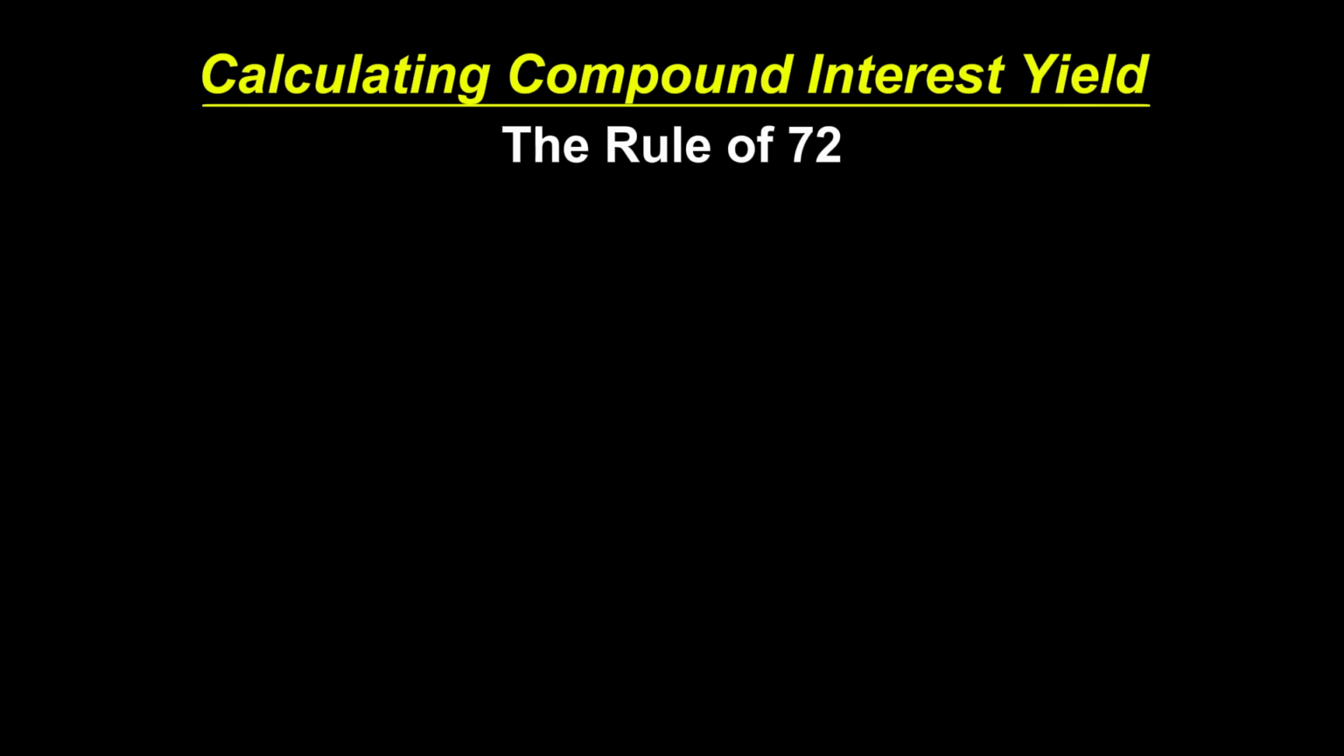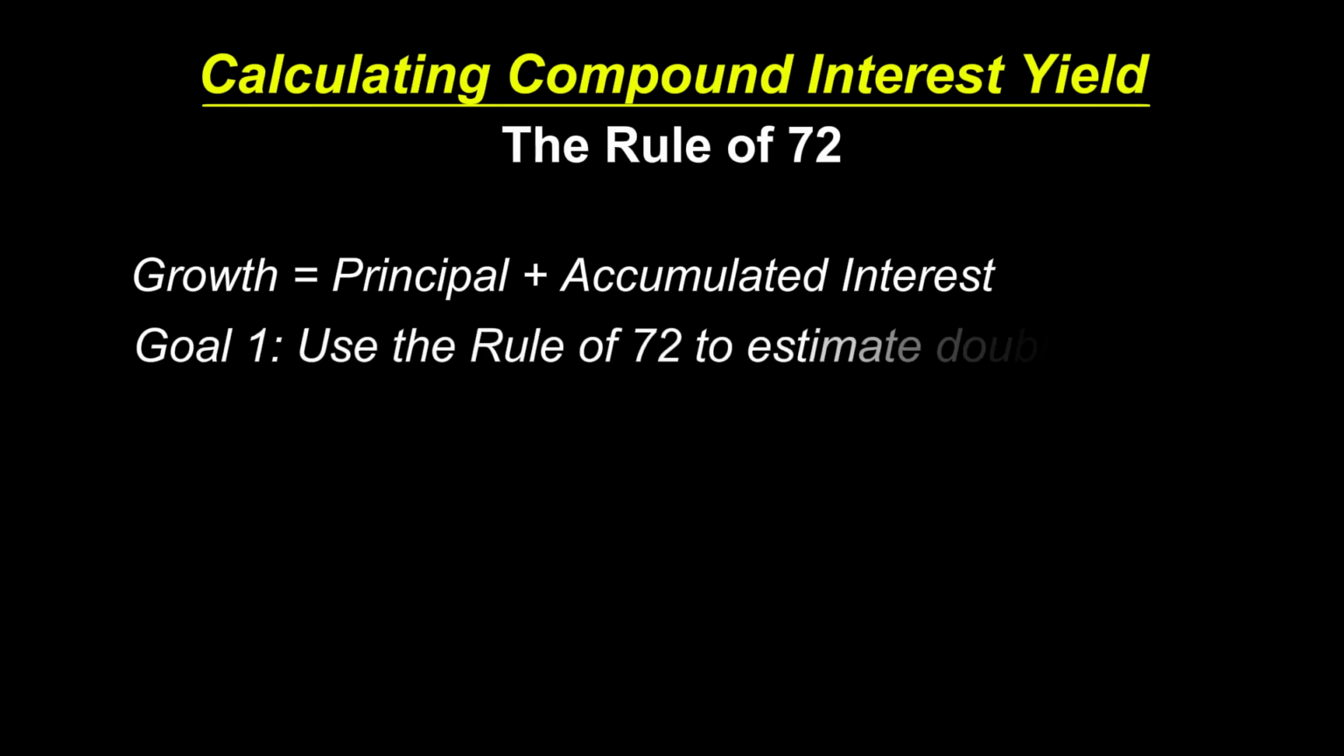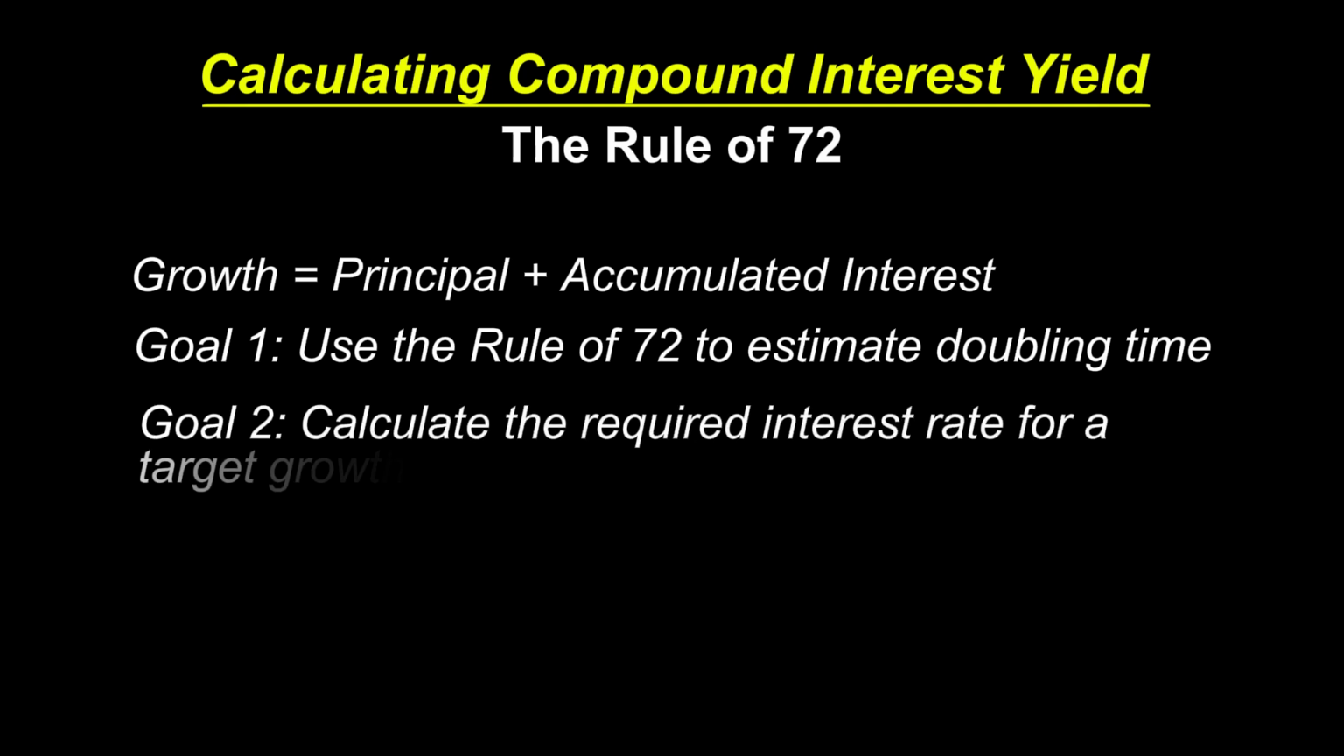When we talk about compound interest, we are looking at how money grows over time as interest is earned on both the initial principal and the accumulated interest from previous periods. In this lesson, we have two primary goals. First, use the rule of 72 to estimate doubling time. Second, calculate the required interest rate for a target growth period.